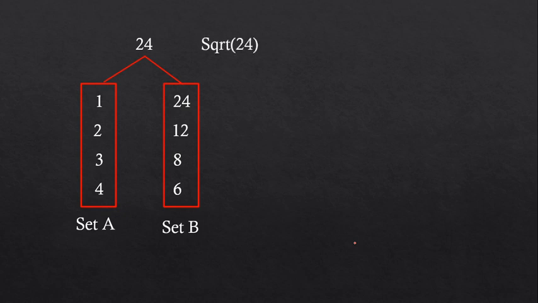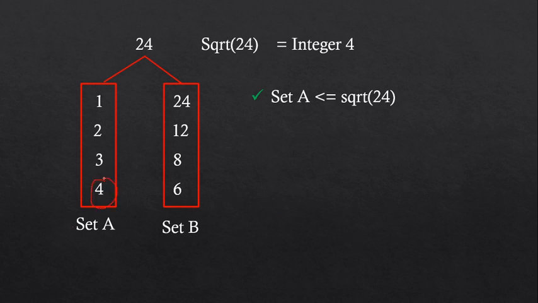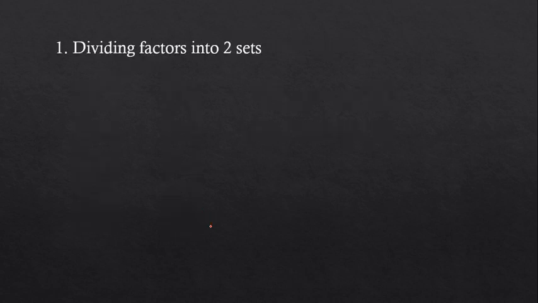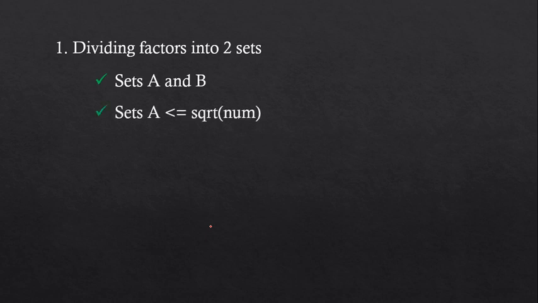So what do you observe from this? Values are less than or equal to the square root of 24. What is the square root of 24? Integer 4. Okay. So our understanding is set A is less than or equal to the square root. Set B is greater than or equal to the square root, which is greater than or equal to 4. Is that clear? Okay. So dividing means you will divide it into two sets, sets A and B. And set A is less than or equal to the square root. Set B is greater than or equal to the square root. This is one understanding we get.